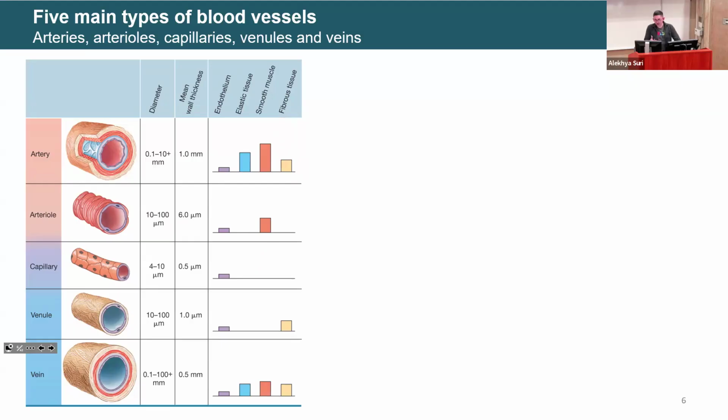And fibrous tissue, basically this is a type of connective tissue, is present importantly in arteries, venules, and veins, right? And you can tell that, for instance, a couple of interesting things. Arterioles basically are made of endothelium and smooth muscle, very little fibrous tissue, no elastic tissue. Venules are mostly made of endothelium and fibrous tissue, and capillaries are only made of endothelium. So it's a single layer of endothelial cells. And we're gonna talk about them a little later.